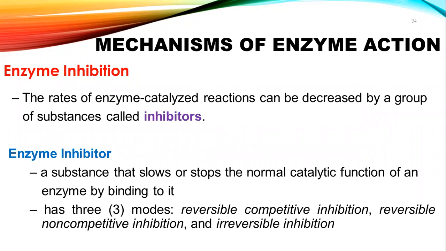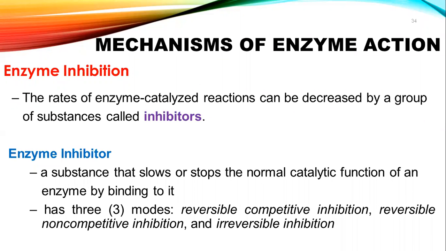So for the mechanism of enzyme action, you have enzyme inhibition. The rates of enzyme catalyzed reactions can be decreased by a group of substances called inhibitors. We know that enzymes increase the rate of reactions, but there are also what we call inhibitors. They can decrease the rates of reaction induced by the enzyme, and we call those inhibitors.